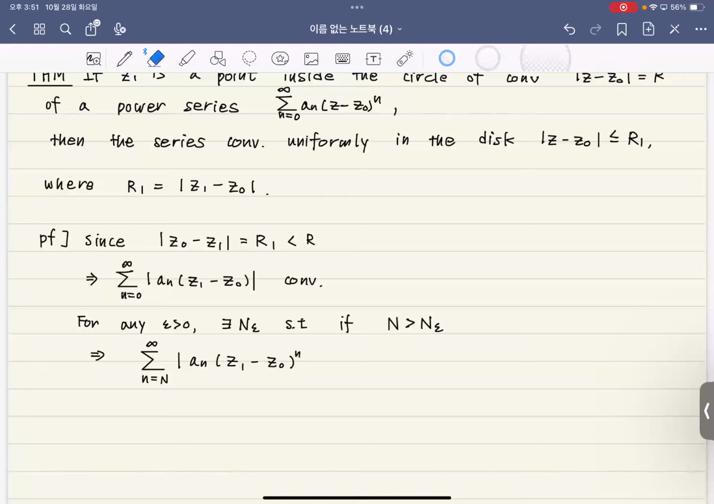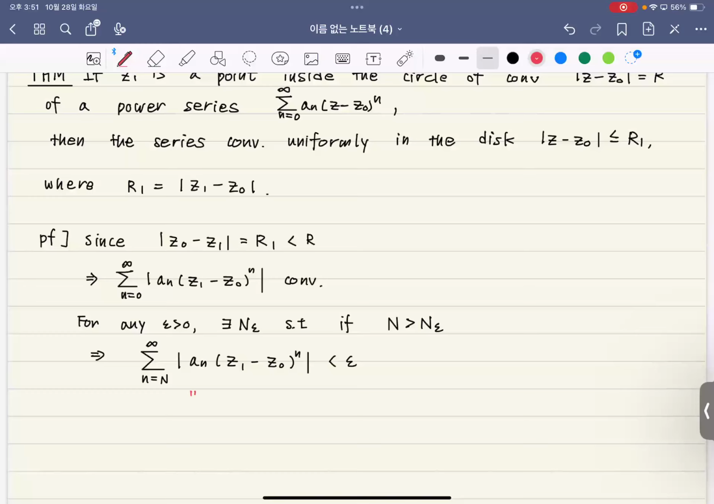Oh, sorry. I also missed the power here. This should be less than epsilon. The partial sum sequence here is the summation from n0 to n minus 1. Therefore, the difference between the limit and the partial sum sequence is precisely this term.